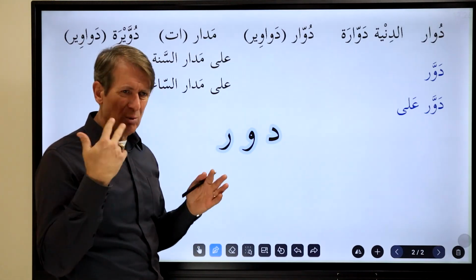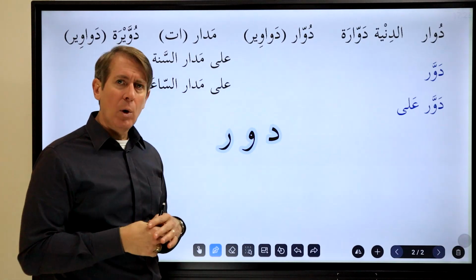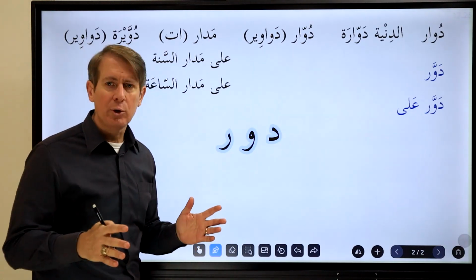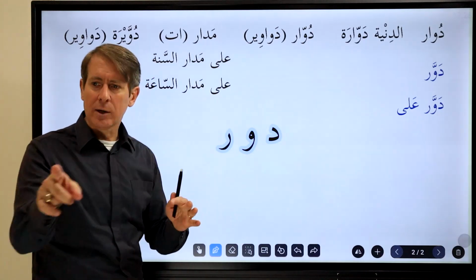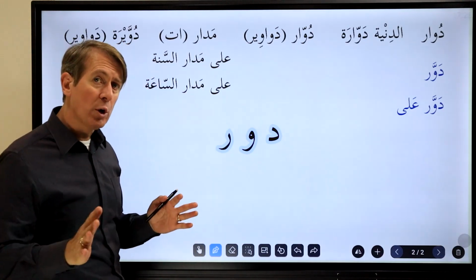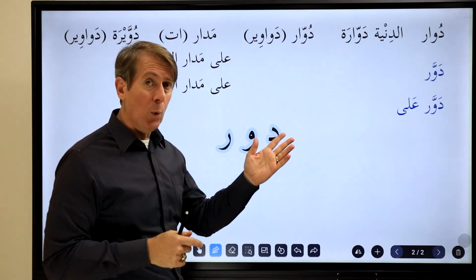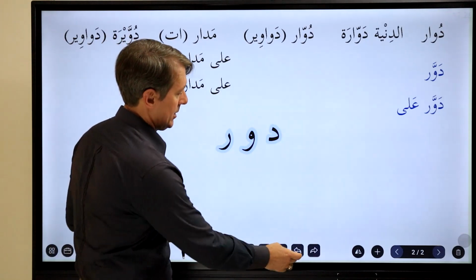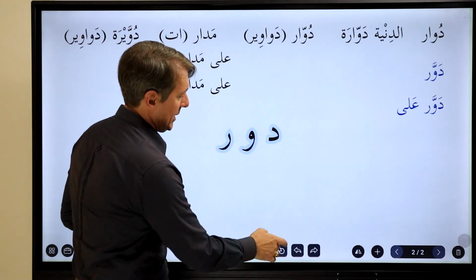I mean, turning or rotating or coming around. Well, if you think about it, what are you doing when you're searching? You're going here and there and coming around and looking all over. So to search or to look for is dawar. Dawar ala. That's what that means.